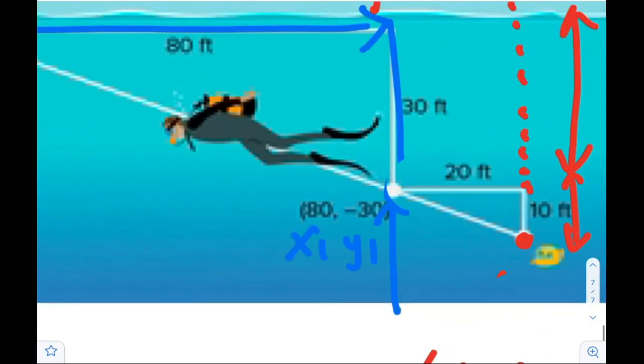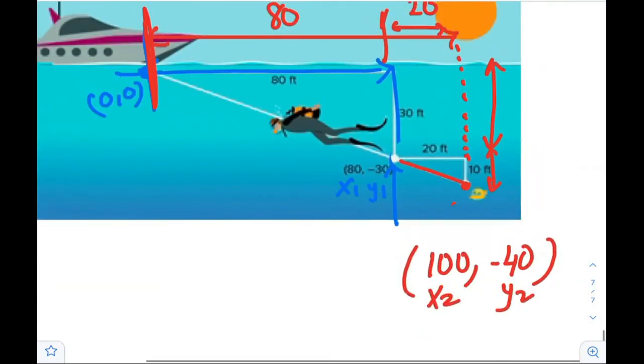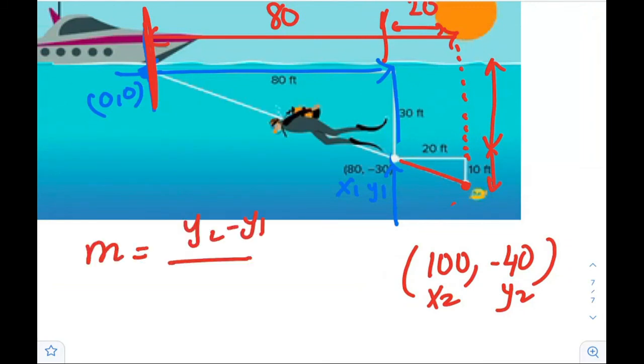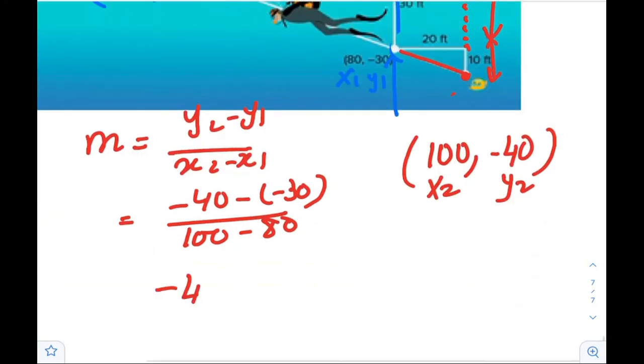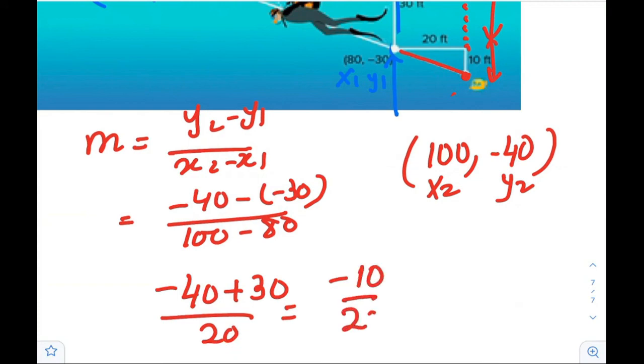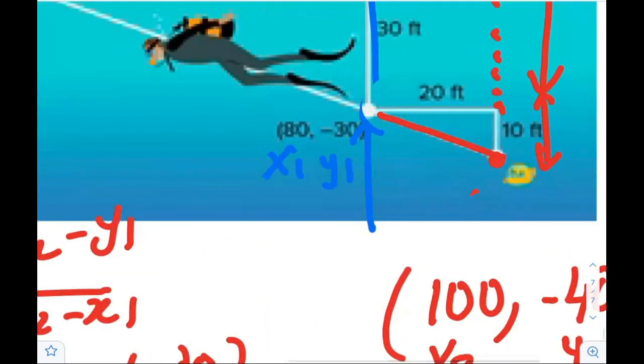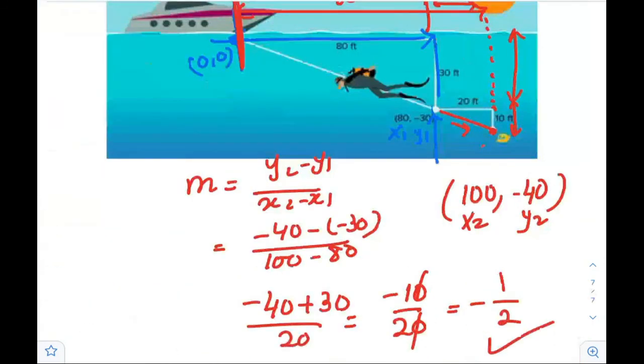So we are asked to find the slope of this part of the line, and we will apply the slope formula. y2 minus y1, which is negative 30, over x2 minus x1, meaning 100 minus 80. So it is minus 40 plus 30 over 20, which means minus 10 over 20, which is cancelling the zeros, which is negative 1 over 2. We expect that it is decreasing from left to right, it's going down. So it's a negative slope, and yes, it's a negative slope.